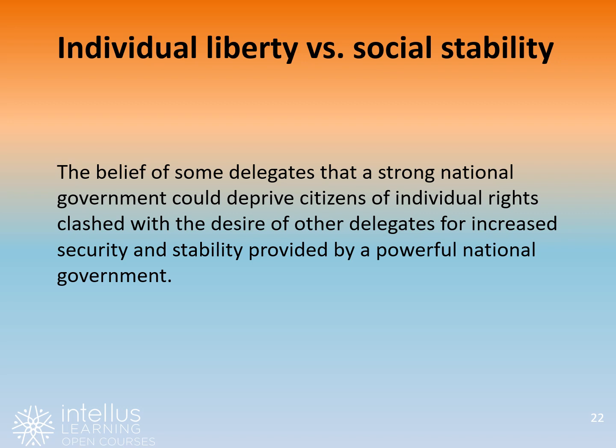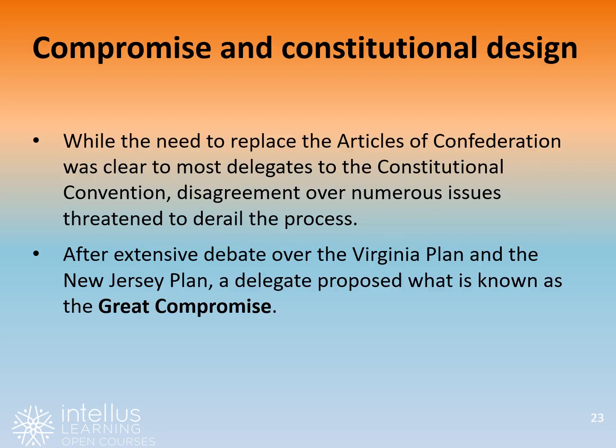The belief of some delegates that a strong national government could deprive citizens of individual rights clashed with the desires of other delegates for increased security and stability provided by a powerful national government. So what do we have to do when we have two competing interests? We have to make compromises. And this was no different with our founding fathers.